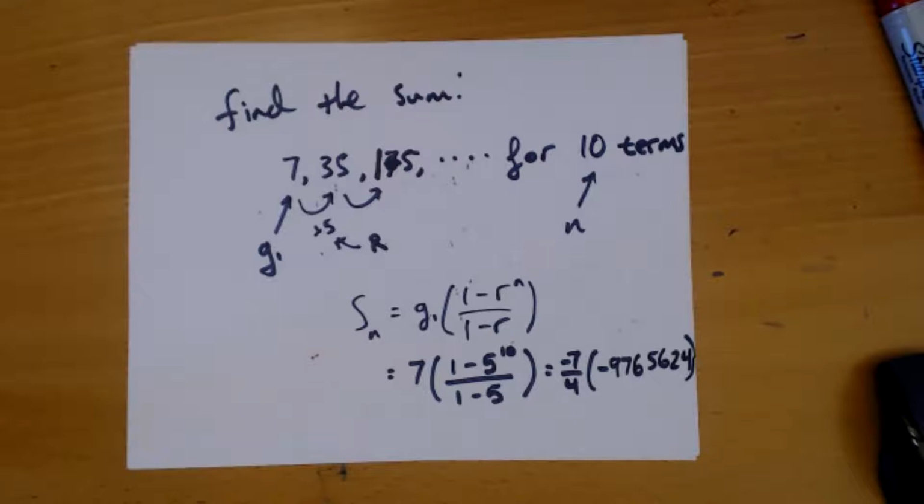Nine seven six five 624 divided by -4 times 7.